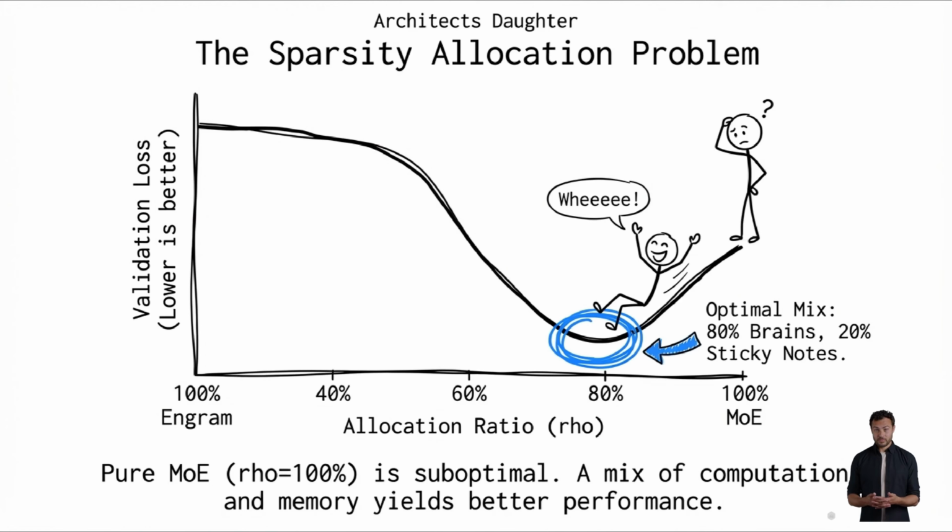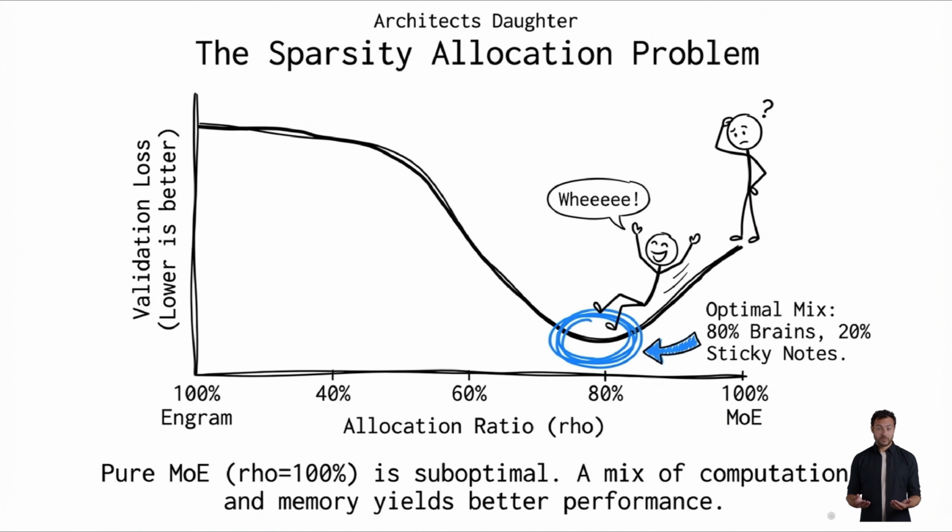When we talk about sparsity allocation, the key question is how to split our limited budget between memory and computation. On the left, a 100% Engram approach leans heavily on stored knowledge, while on the right, a 100% MoE approach leans on compute-heavy expert routing.